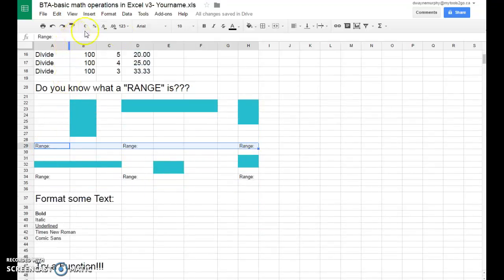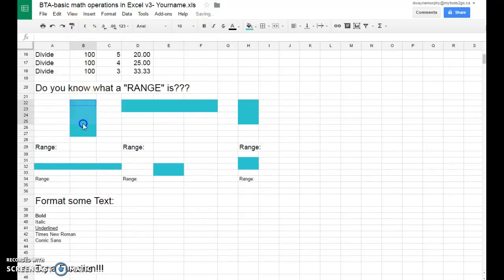Now, what are these ranges? A range is a group of cells. So you look at this little rectangle here. What's the first cell? If you think about how you read, you start reading at the top left to the bottom right if you read English. So what's the first cell here? B22 to B27. So to denote that range, we're going to say B22 colon B27.